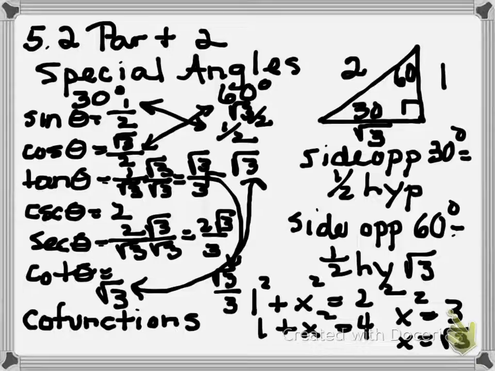And then secant and cosecant are reciprocals. So the cosecant of 30 is 2. The secant of 60 is 2. Secant of 30 is 2 square root of 3 over 3. So the cosecant of 60 is 2 square root of 3 over 3.